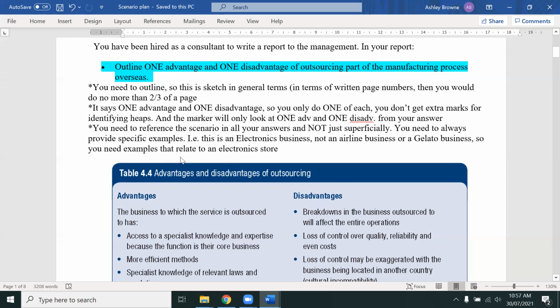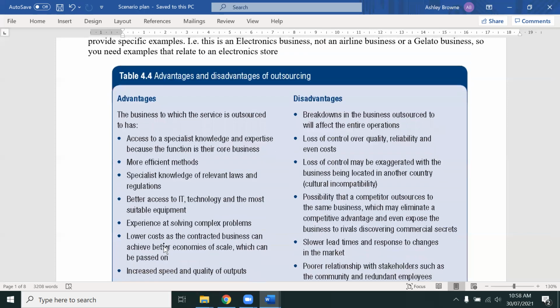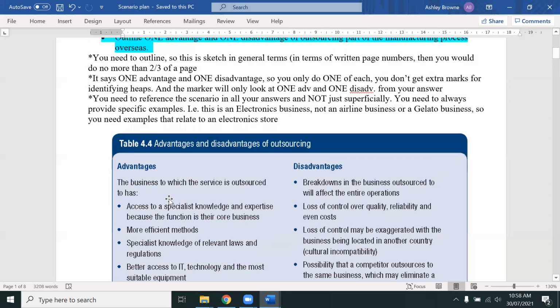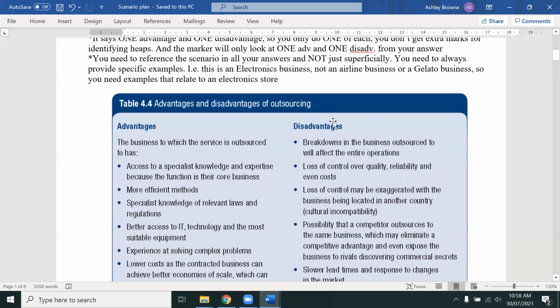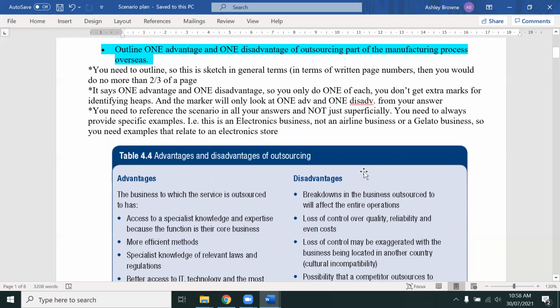So I want 1 of these in a little bit of detail. I don't want all of these just copied in with the student saying, but I did more, it's good. We're only going to mark 1. Once you do 2, I'm marking 1 advantage. I only want 1 disadvantage, the same deal. So you pick from this table 1 of these only, and you're going to outline it and link it to the scenario.